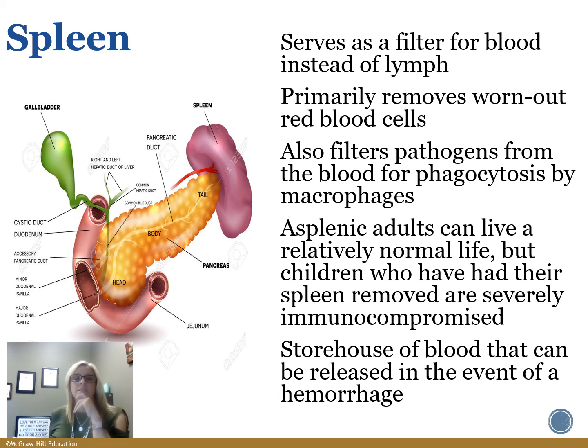So here we have the spleen located at the end of the pancreas. Here, this serves as a filter for blood. It removes worn out red blood cells, but it also filters pathogens from the blood for phagocytosis and macrophages. Adults that do not have a spleen, that's what asplenic means, A means without, can live pretty normally, but children that have their spleen removed are severely immunocompromised, okay? And so that's important.